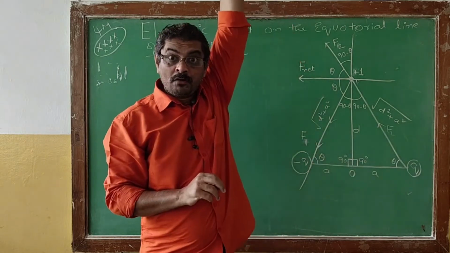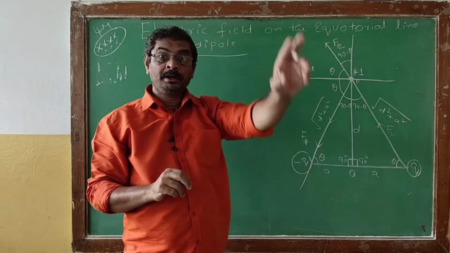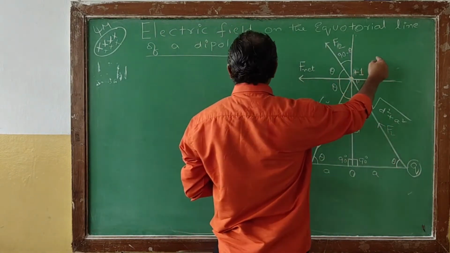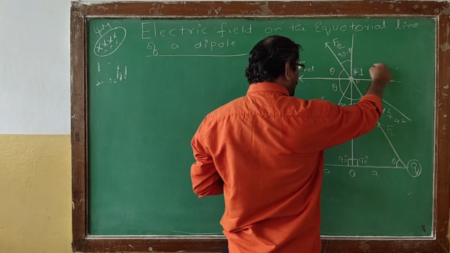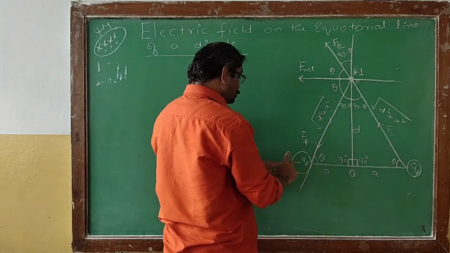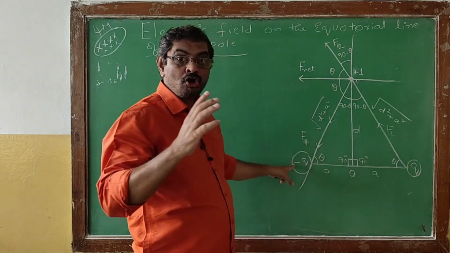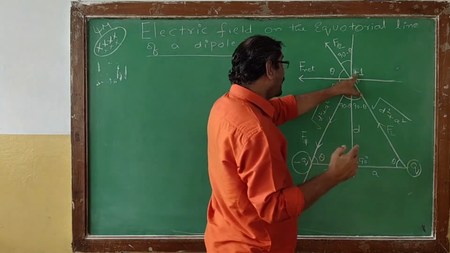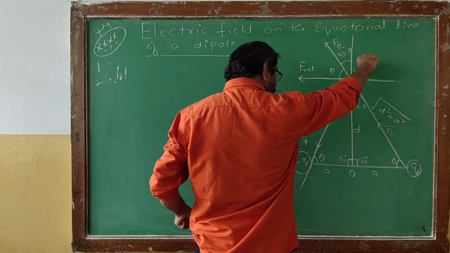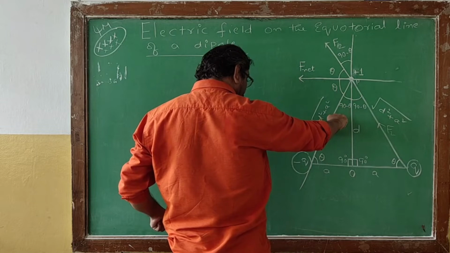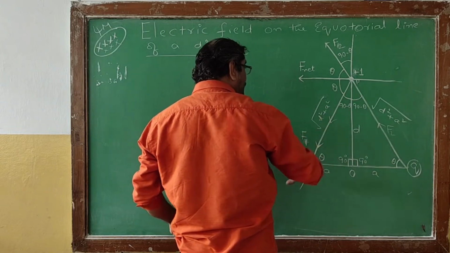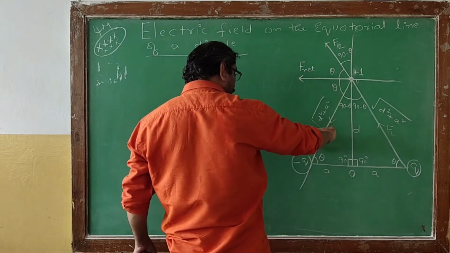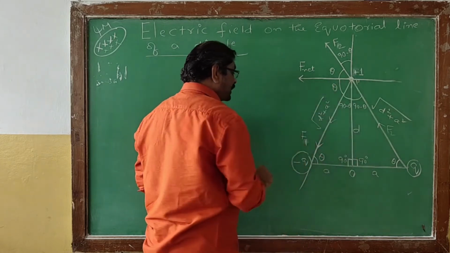One thing is very clear. What happens to the unit positive charge due to the negative charge of that dipole? Once again, remember, the unit positive charge will be strongly attracted. Due to the negative charge, the attractive force F1 will be acting in this direction.